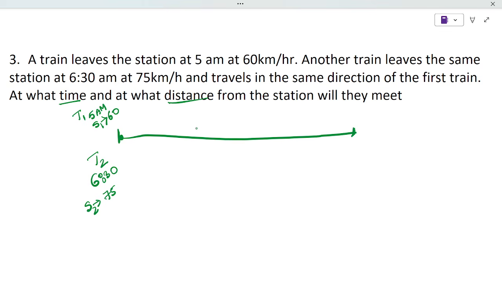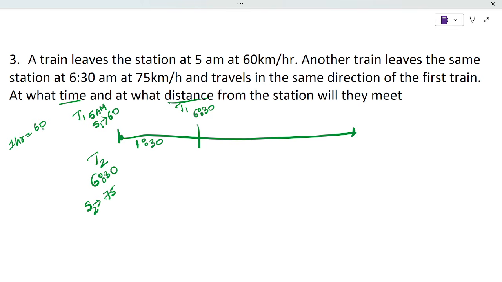The first train has already traveled 1.5 hours, since it started at 5 a.m. and the other starts at 6:30. So in those 1.5 hours, how much distance will it have covered? So we learn from time, speed and distance. Even the train is also time, speed and distance. The first train covers 60 km in 1 hour. Half an hour, 1 hour and 30 minutes, right? 1 hour and 30 minutes.